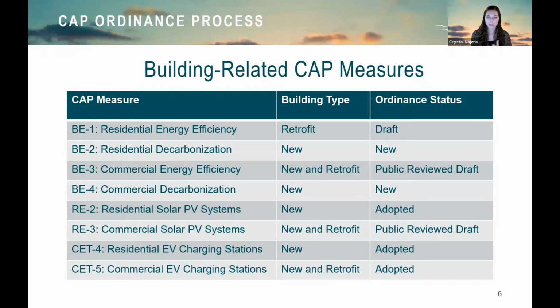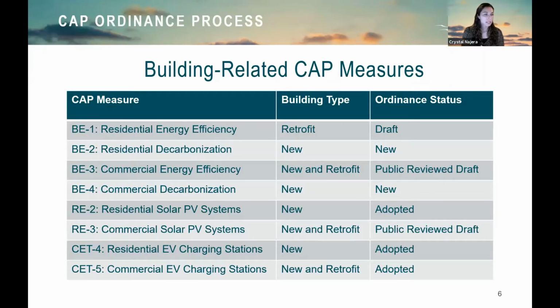And so that's kind of how we adopted it in our city. And then RE3 is for commercial solar PV systems. And this would be for new and retrofit. And for this one, again, it was part of that effort we did last spring where we did draft some draft language for an ordinance, and it was reviewed by the public back at that time.